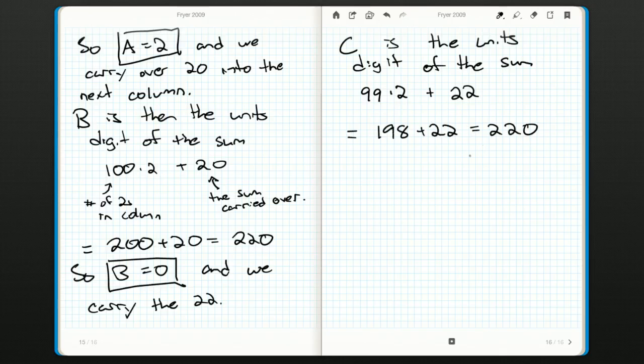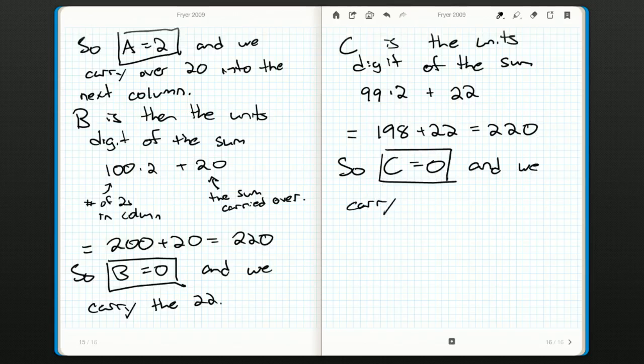Again, I wonder if we keep getting 220. I don't think so. Yeah, because the next one will be 196, and 22 plus 196 is definitely not 220. It's 21-something. So once again, we just take the units digit of our sum. We'll add 0, so C equals 0. So we carry the 22. So now we have A, B, and C. We've done parts A and B of the question. Let's look at C part.